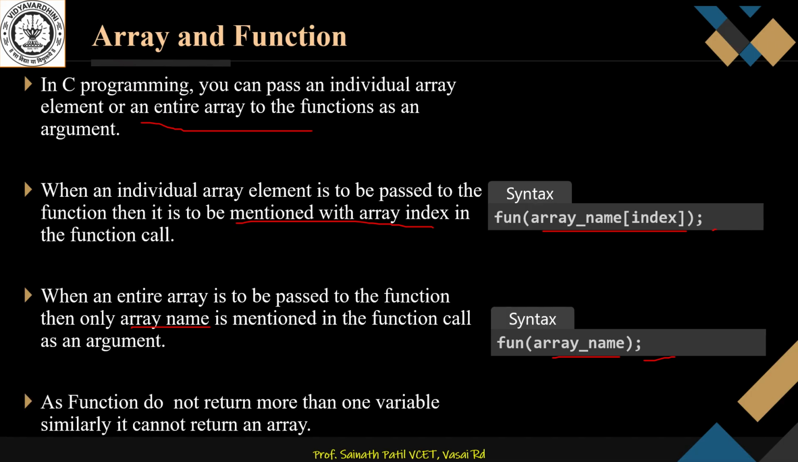As we know, a function does not return more than one variable. Similarly, we cannot return an entire array to the main program. That means a function cannot return an array.